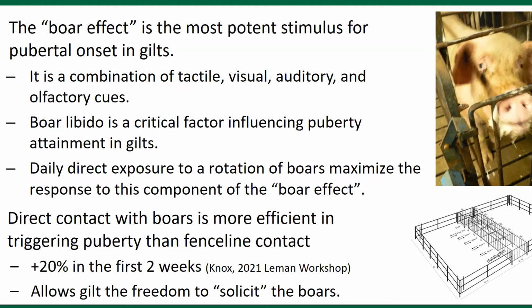And we also know that direct contact with boars is the most efficient in triggering puberty compared to fence line contact. Dr. Knox would say that about 20% more gilts are in heat within the first 20 days or the first 2 weeks compared to fence line contact. And this really allows direct contact, really allows the gilts the freedom to solicit the boars. And this behavioral aspect is really important in our gilt development units.